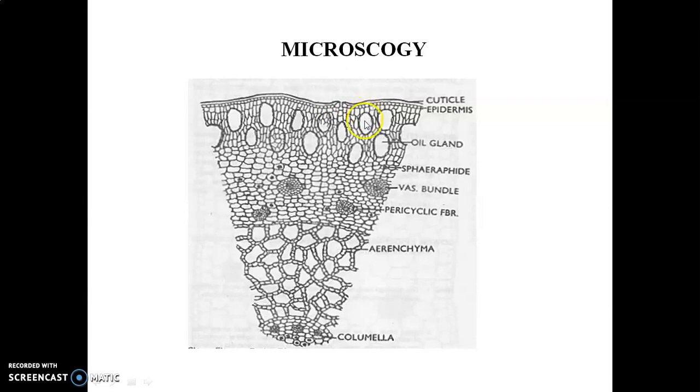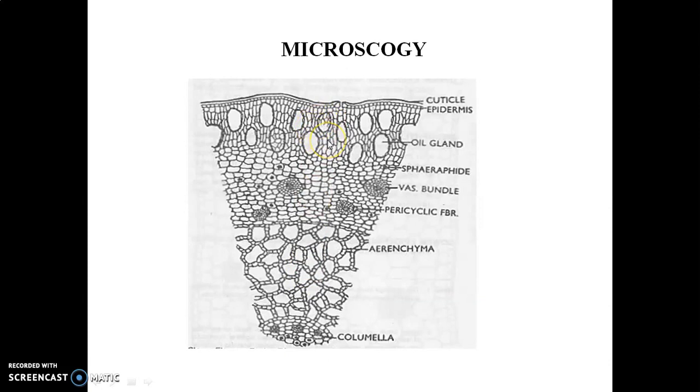Then below that, it consists of a cortex. This cortex region consists of 3 zones. This is known as the upper zone. Below the upper zone is the middle zone, which contains the vascular bundles, and below that is the lower zone or the inner zone, which is present below the middle zone, and that is known as the parenchyma. So we will see in detail each zone one by one.